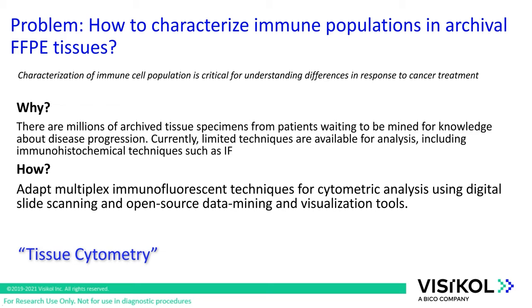So how are we going to do this? The way that we accomplished this was to adapt the multiplex immunofluorescent techniques that we had developed for doing high-plex immunohistochemistry using digital slide scanning. And we developed some open source data mining and visualization tools that allowed us to develop what we call tissue cytometry. This is essentially doing the same exact kind of analysis where you're measuring the intensity and count of the different cells in your sample, but we're doing it in situ, so directly from the FFPE slide.